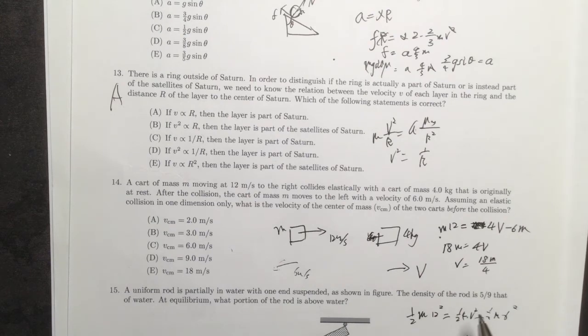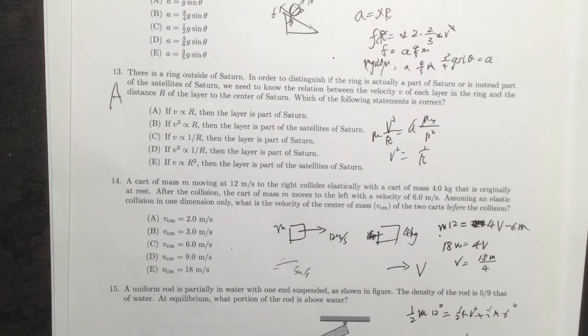Then we plug in V is equal to 18m over 4. So 4 times 18 squared m squared over 16 is equal to 108m. Now we just need to solve for this m. The m cancels out. We have 18 squared over 4 times m is equal to 108. Okay, so now let's just plug into our calculator to find the result.